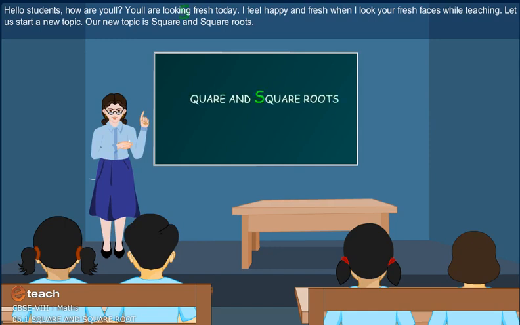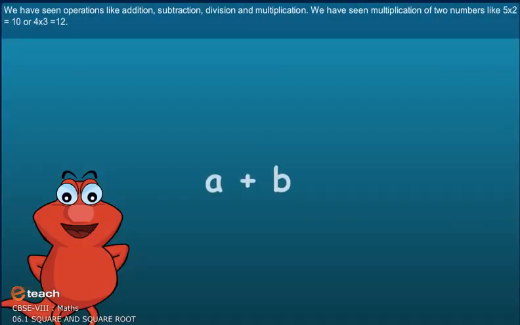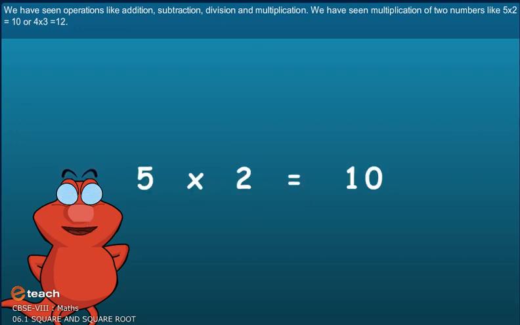Our new topic for today is square and square roots. We have seen operations like addition, subtraction, division and multiplication. We have seen multiplication of two numbers like 5 multiplied by 2 is equal to 10 or 4 multiplied by 3 is equal to 12.